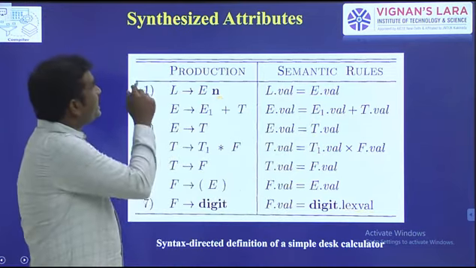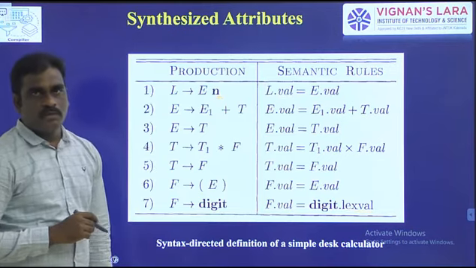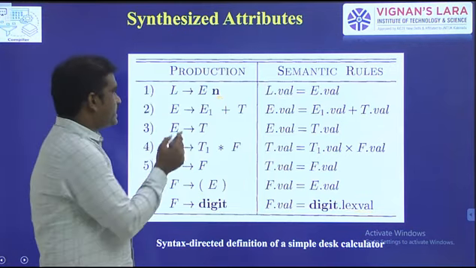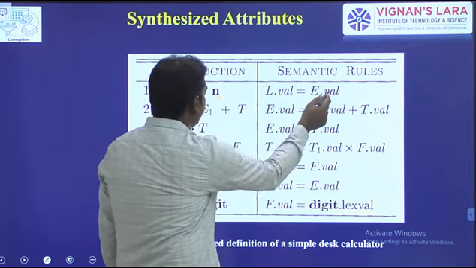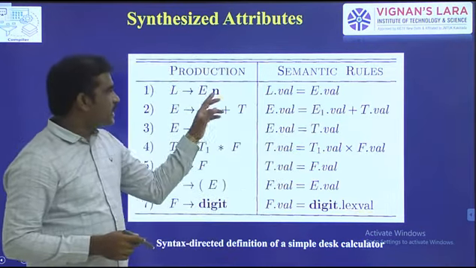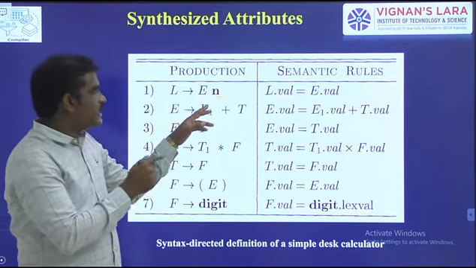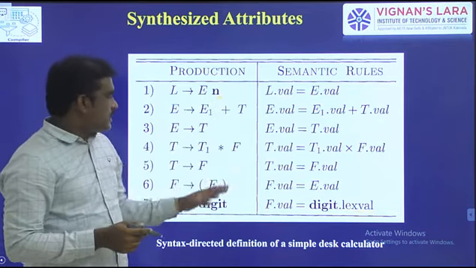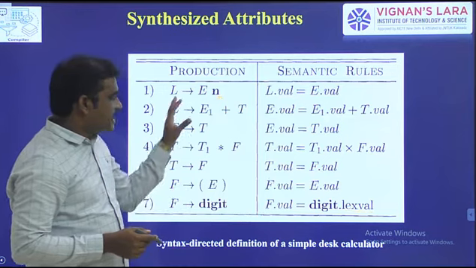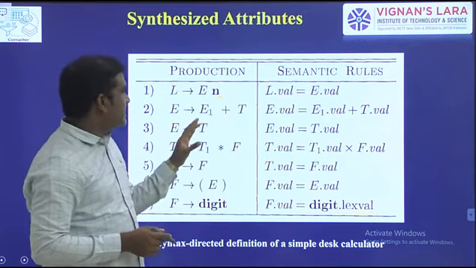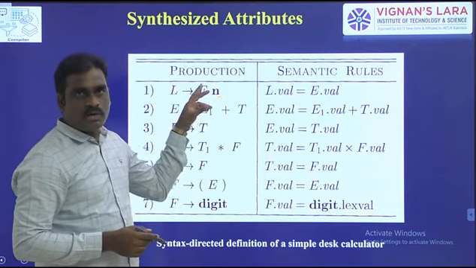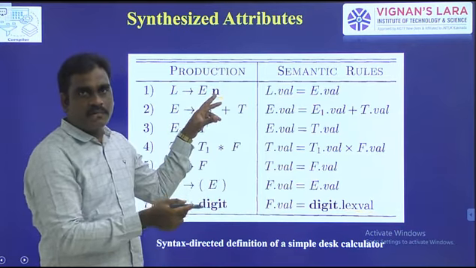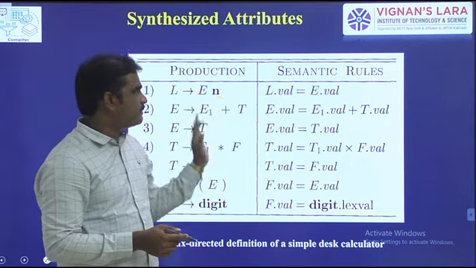Now it is a synthesized attribute. Suppose L to En, then you can write L.val equal to E.val. No need to write n. Here n means the right end marker. After the completion of the evaluation, the entire value stored in E followed by n will be displayed here. n means it displays the E value, the total value.